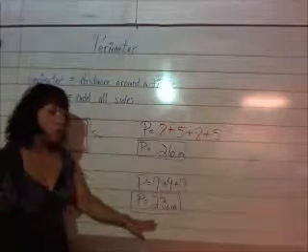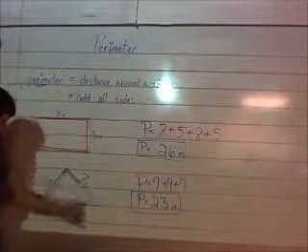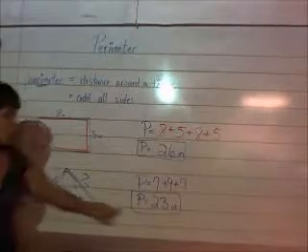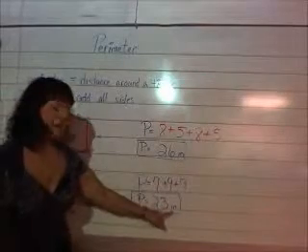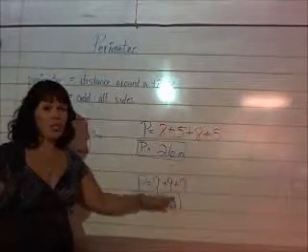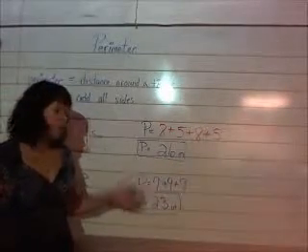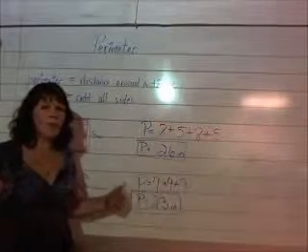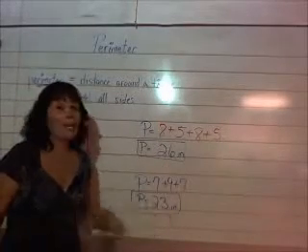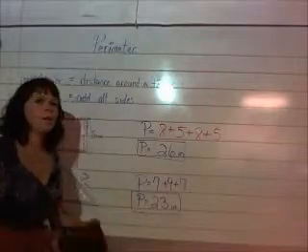Now also with your perimeter, since you're just going around something, your label is always going to be single. It's either going to be inches, centimeters, units, meters, miles, but it's always going to be a single unit. Let's do a couple more.